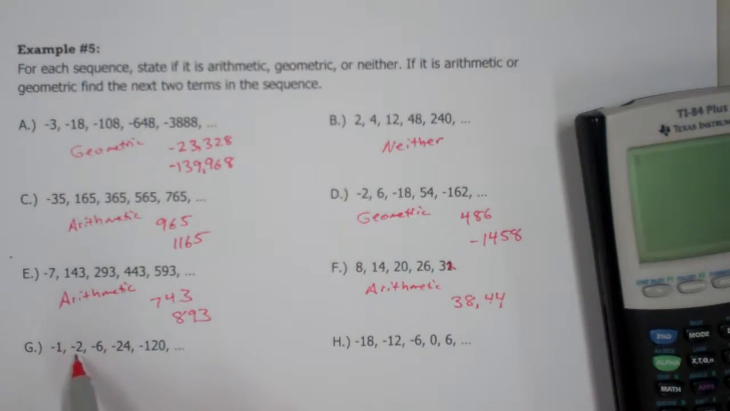With this here, we're going to multiply by 2, multiply by 3, multiply by 4. It's not adding or multiplying by the same thing, so this one's going to be neither.